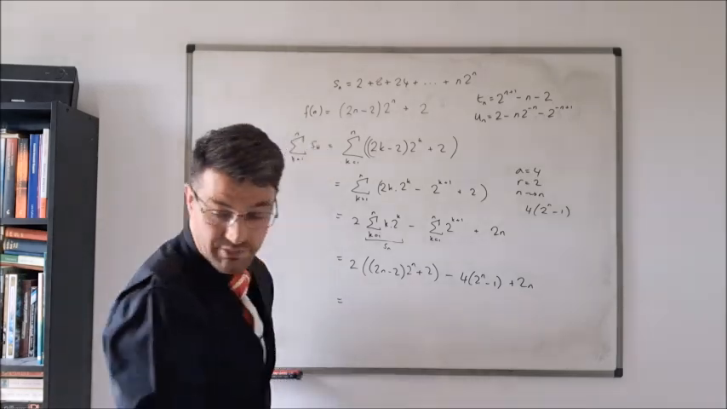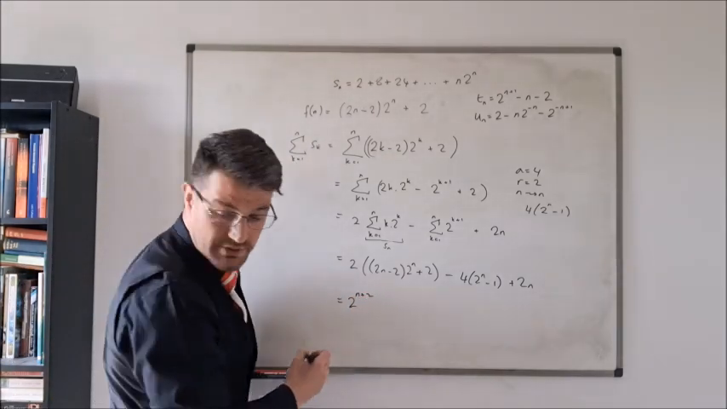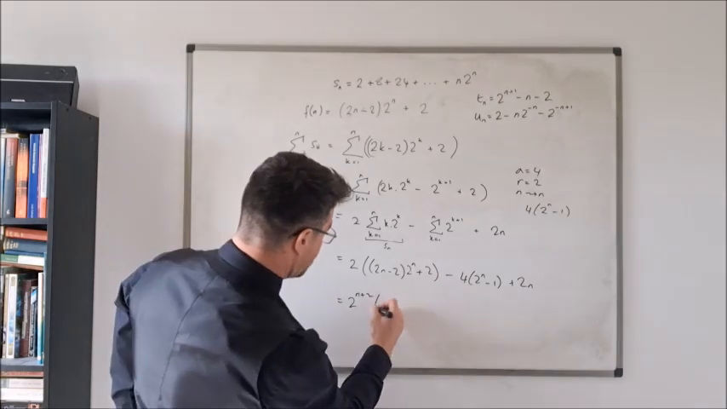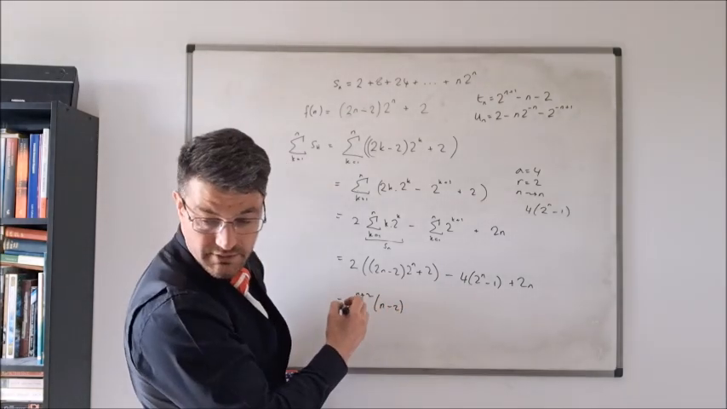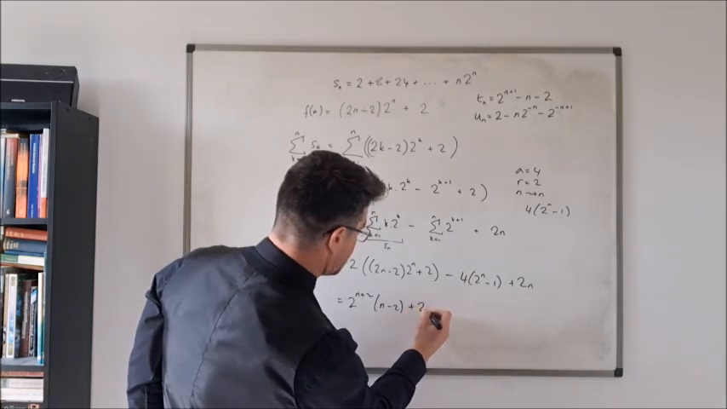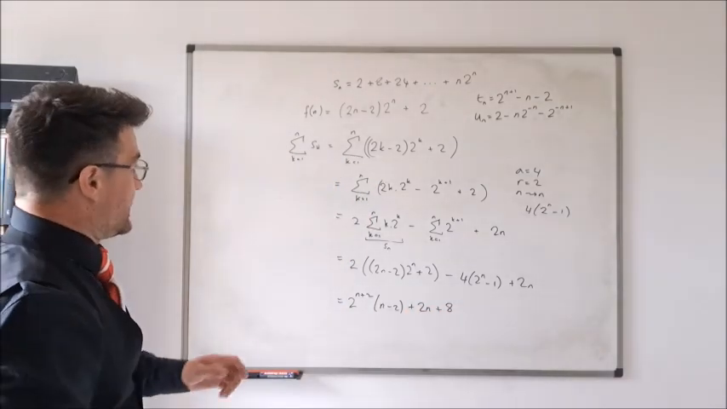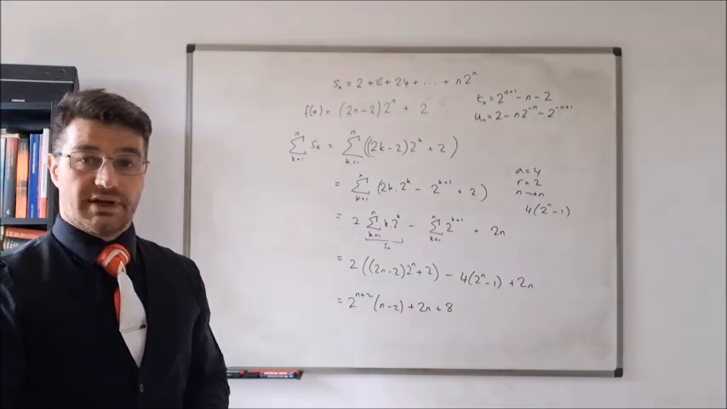And this all simplifies to 2 to the power of n plus 2, times (n minus 2), plus 8 plus 2n. Is that right? Yeah, plus 2n plus 8. Okay, and that's the sum of Sk.